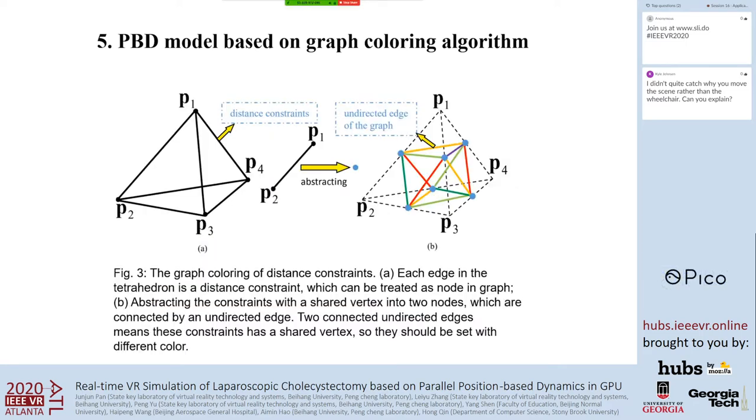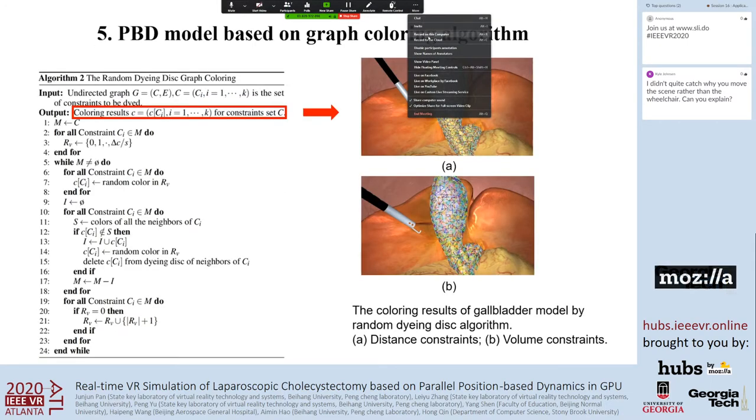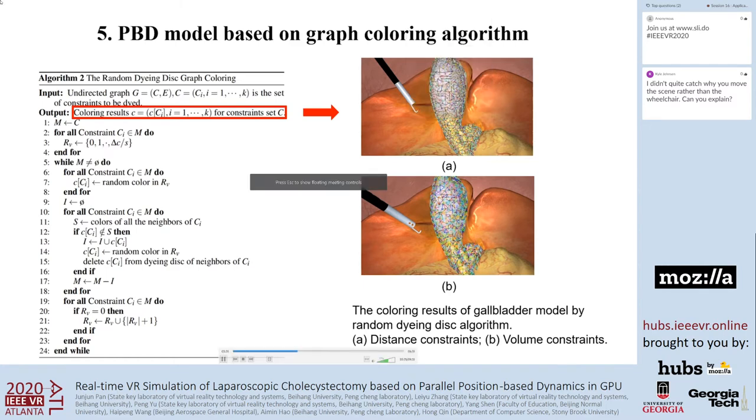Figure 3 shows the graph coloring of distance constraints. Each edge in the tetrahedron is a distance constraint, which can be treated as a node, the blue point, in the graph. We abstract the constraints with a shared vertex into two nodes, which are connected by an undirected edge. Two connected nodes denote constraints having a shared vertex, hence they should be assigned different colors. This figure shows the results of graph coloring for the distance constraints and volume constraints.